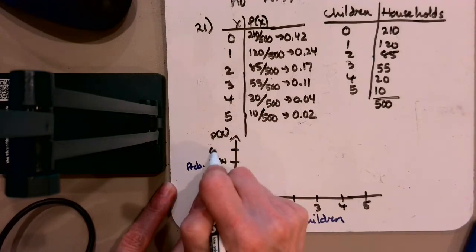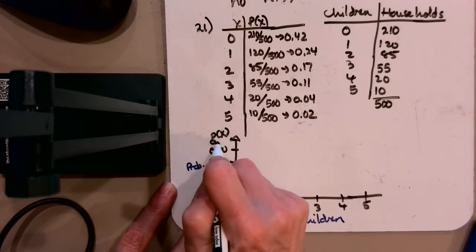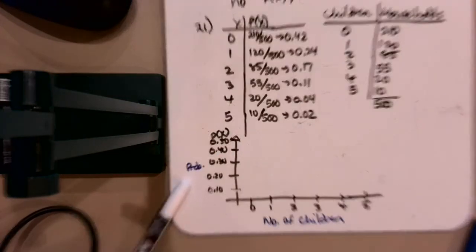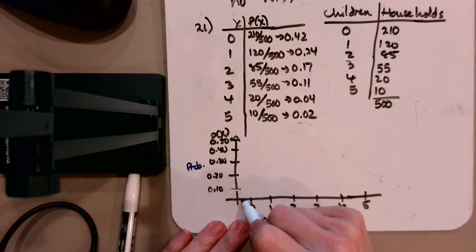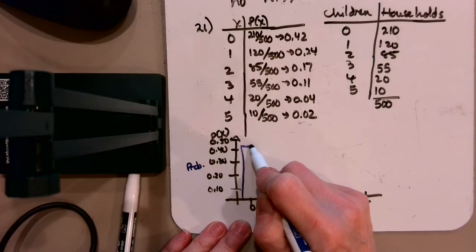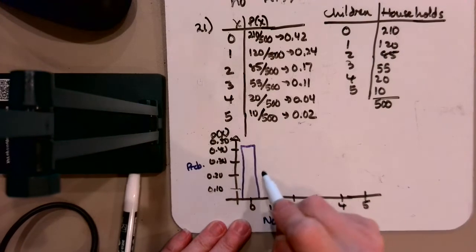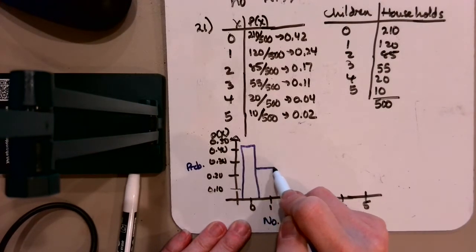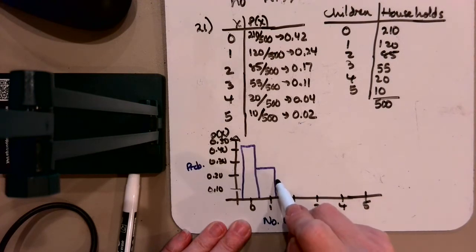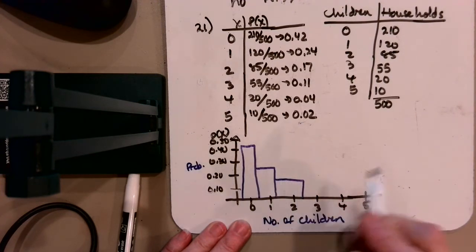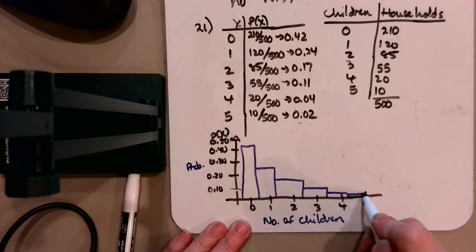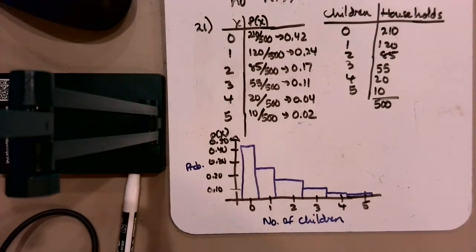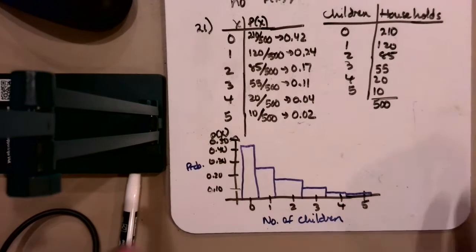Everything's better with graph paper, of course, as I always say. So I'm going to draw the bar to the height of the probability. The bars are touching, so the probability of 0 children is 0.42, a little bit more than 40%. Probability of one child, 24%. Probability of two children, 17%. Probability of three children, 11%. Four children had a probability of 4%, and five children had a probability of 2%. So it would look something like that. Of course, the bars should be about the same width here.